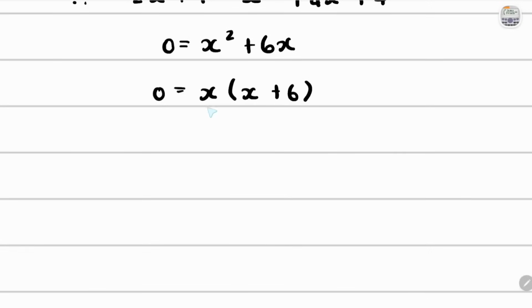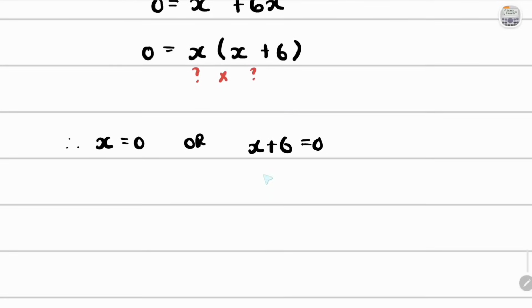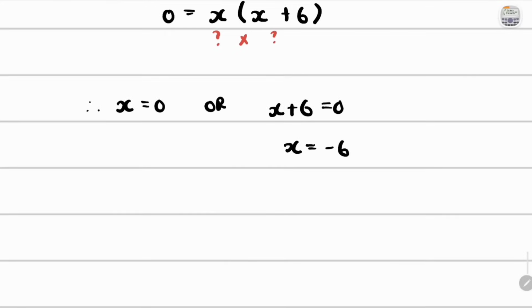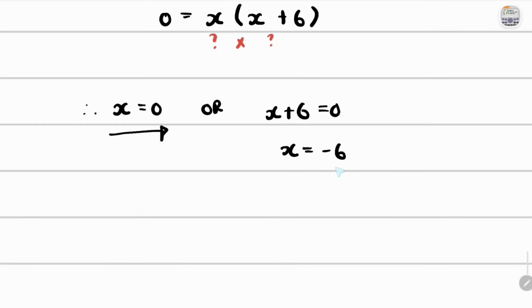Now that we have this, we have something multiplied by another thing give you 0. The only way that's possible is if the first number is equal to 0 or the second value is equal to 0 as well. So here, if you solve x, x will simply be equal to negative 6. So our solutions are x is equal to 0 or x equals negative 6.